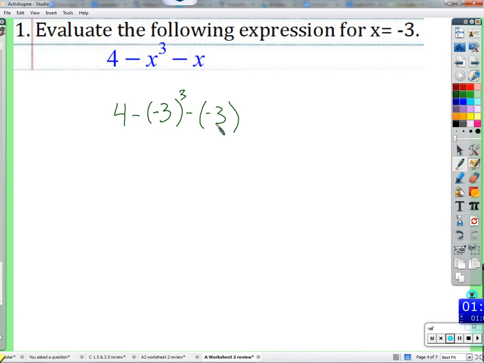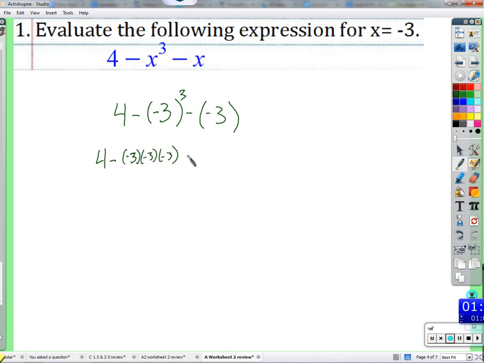If a negative is supposed to be multiplied by a negative, we make sure we catch that. If a negative is supposed to be raised to a power, we make sure we catch that as well. Exponents first, right? So are we supposed to multiply something by itself, or multiply by itself three times? Negative 3. Negative 3 times itself three times.